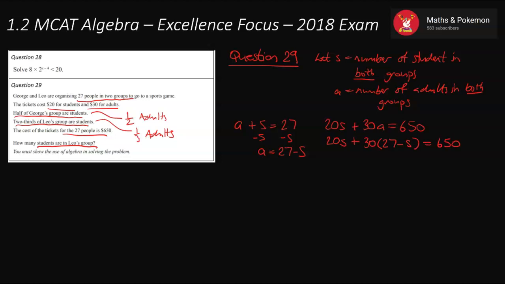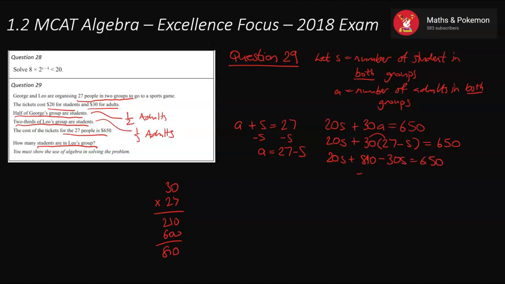The maths here is going to get fairly messy, particularly when we expand that bracket, but we've got 20S plus we need 30 times 27. Don't forget in MCAT, no calculators, so feel free to use your old school division. But 7 times 30 is 210, and then we've got 20 times 30 is 600. They combine to get 810. So that's going to be 810 minus 30S equals 650.